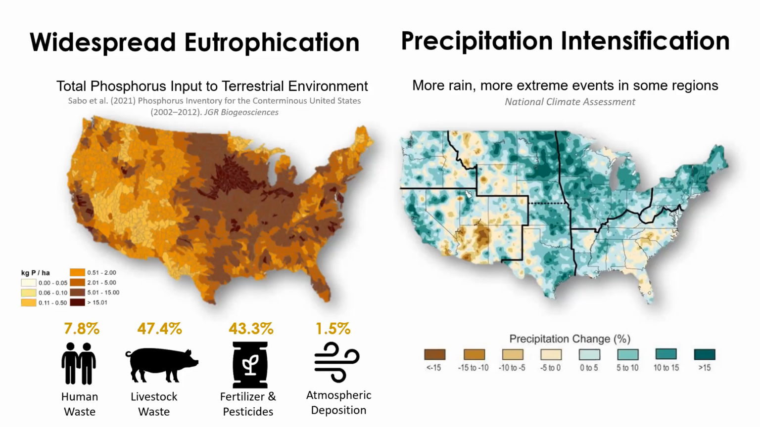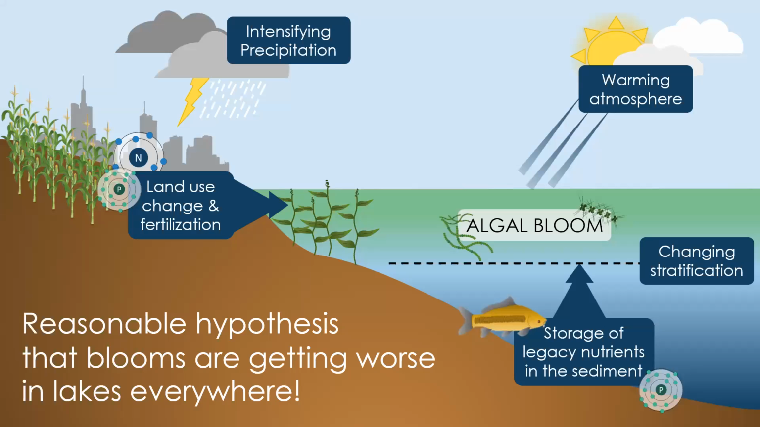And it's not just that it's more precipitation, it's more extreme events. The number of extreme events has also increased substantially, particularly over the past 30 to 40 years. So a lot of that phosphorus is moving from the landscape and into our waters.